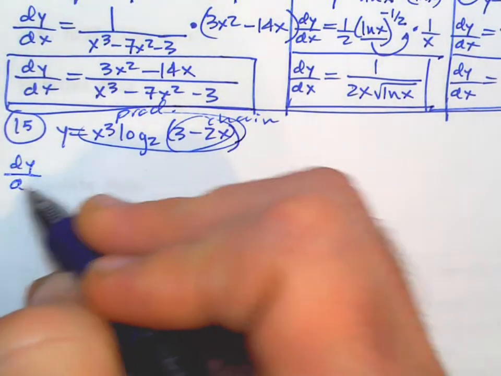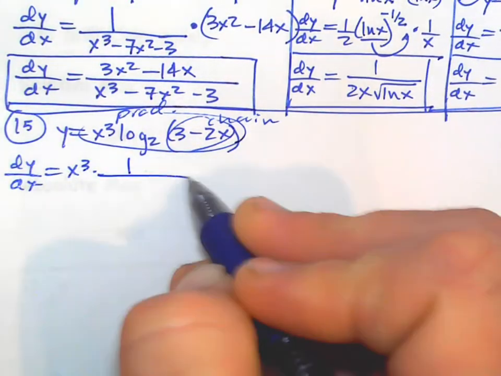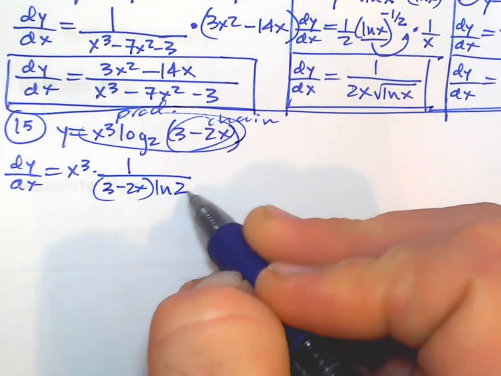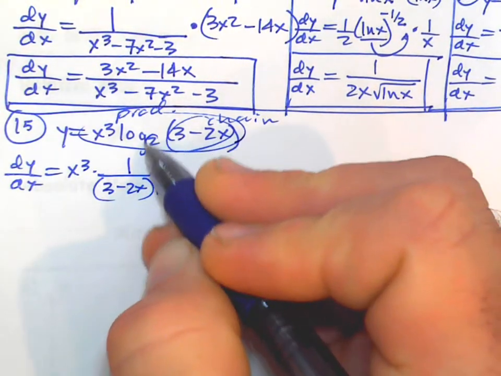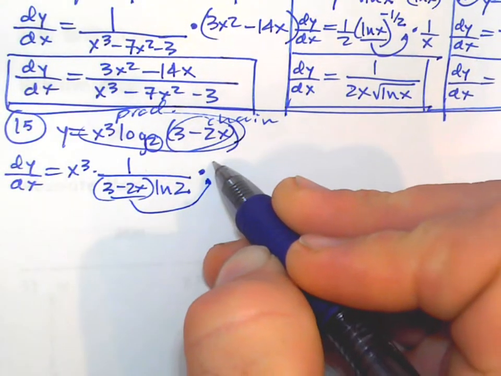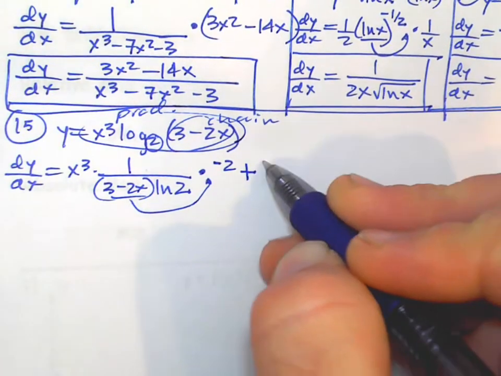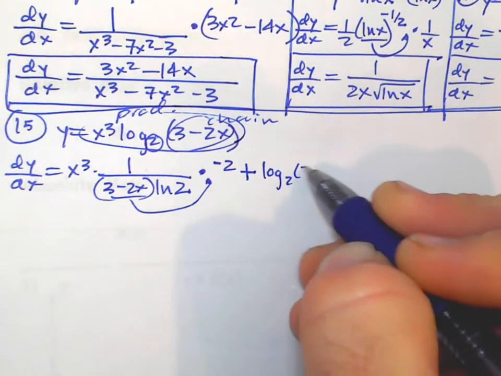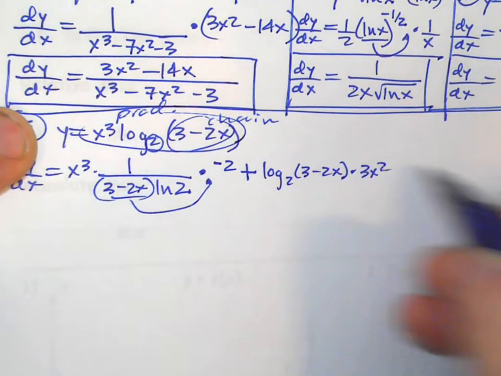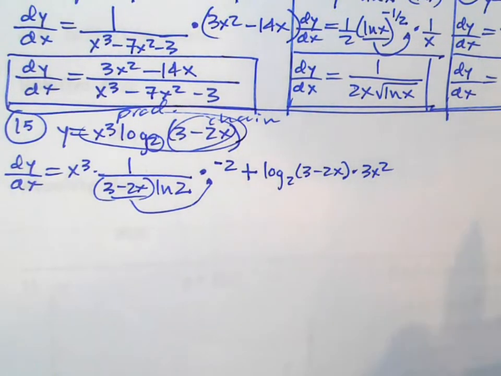So dy dx equals x cubed times derivative of this. It's going to be 1 over what's inside. But then you need the natural log of the base, because the base is 2. Then chain rule says you got to do derivative of what's inside, which is going to be negative 2. Plus log base 2 of 3 minus 2x times derivative of x cubed is 3x squared. Now, make sure you do not distribute this into this. We're going to put it back out in front.